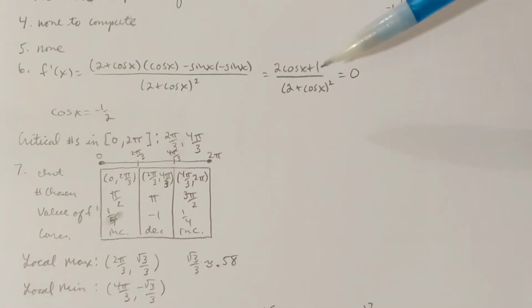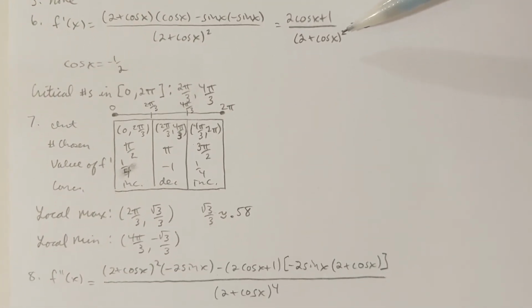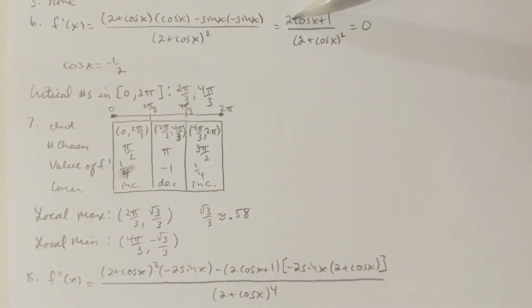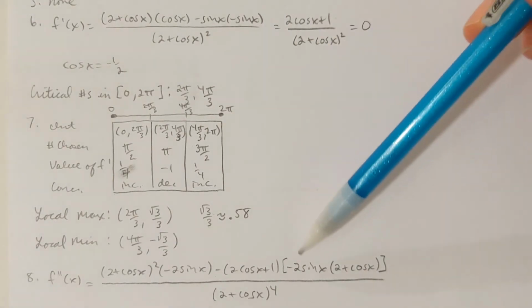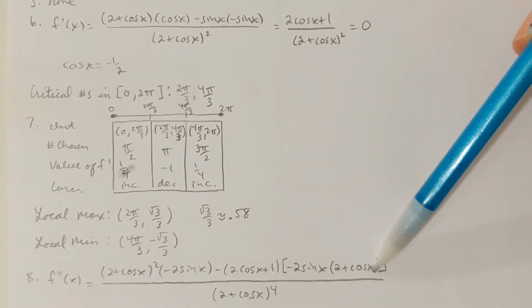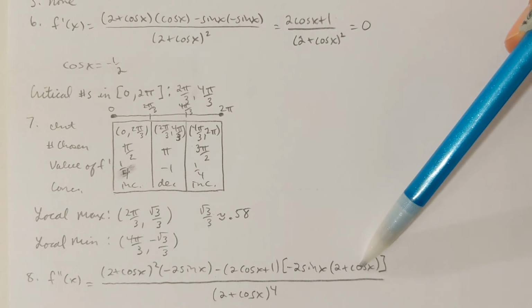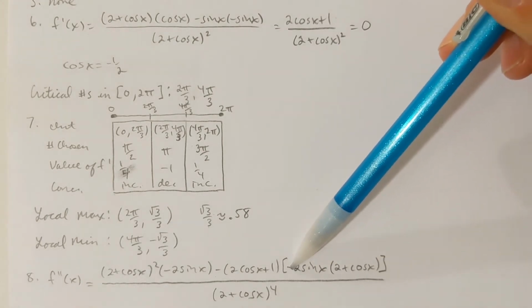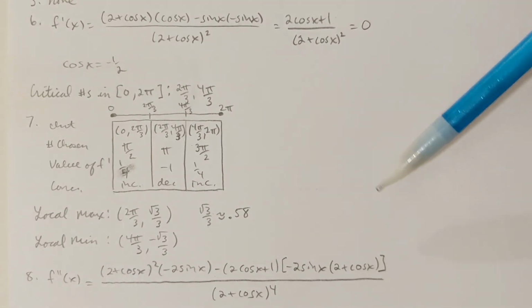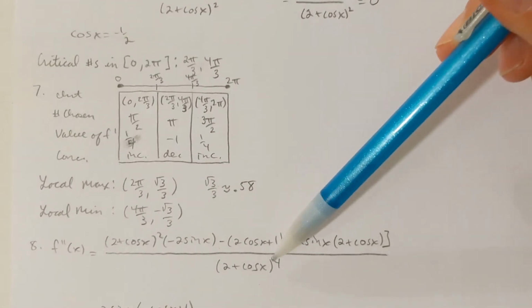So all right, when I use the quotient rule here, I have the bottom, which is 2 plus cosine x squared times the derivative of the top, that's negative 2 sine x, minus the top, 2 cosine x plus 1, times the derivative of the bottom, that's a chain rule. You're going to bring the power down of 2 times 2 plus cosine x to the first times the derivative of 2 plus cosine x, that's negative sine x. I'll go ahead and stick the negative sine x between these two parts here. And this is all over the denominator squared.